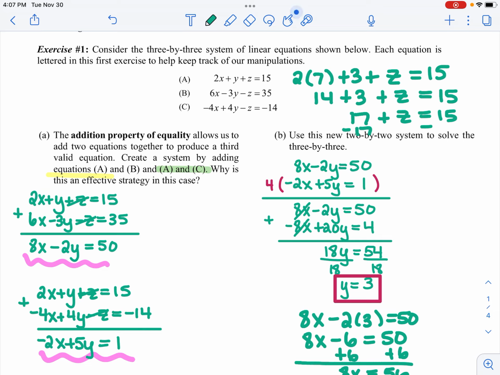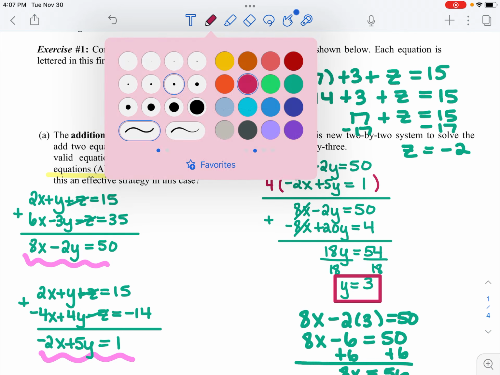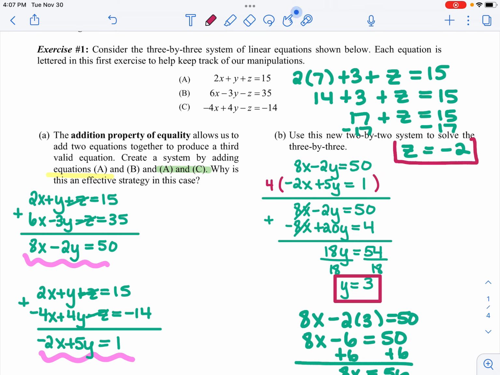And when I subtract the 17, I get that z is equal to -2. So to solve a 3 by 3 linear system like this, you end up using the elimination method 3 times.